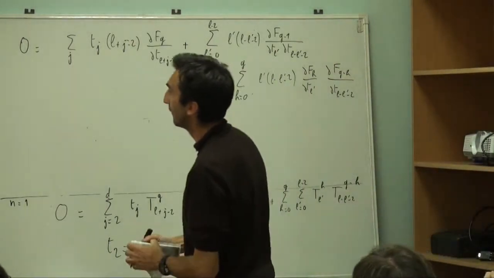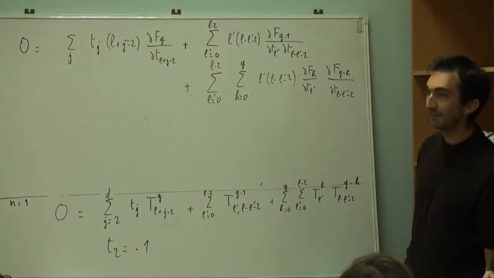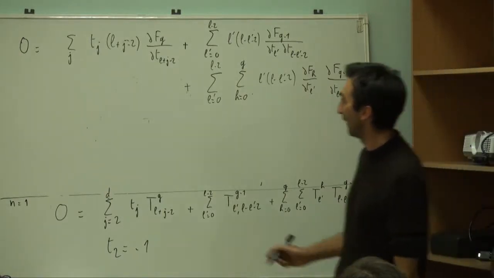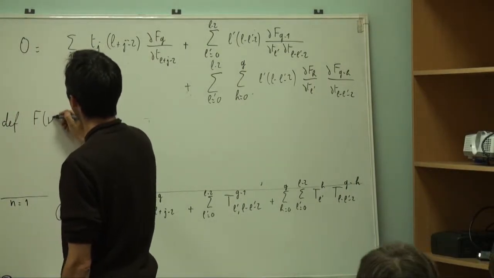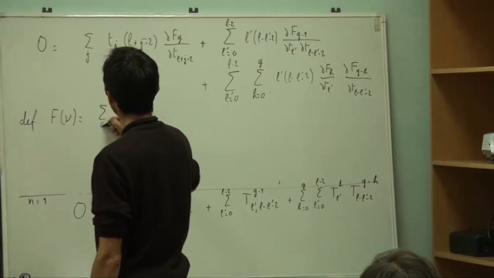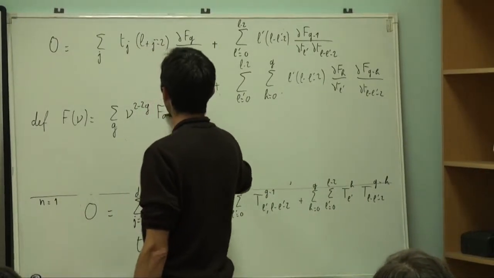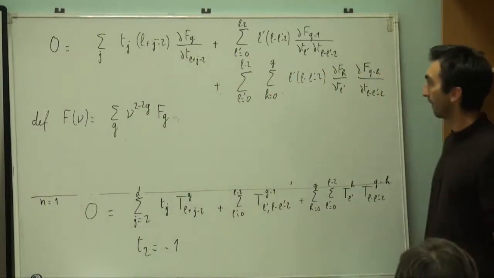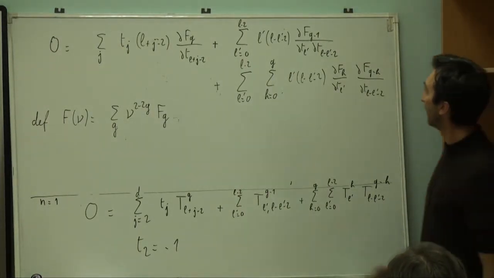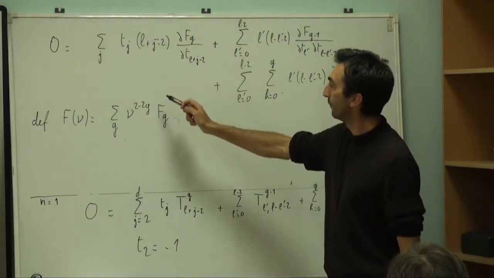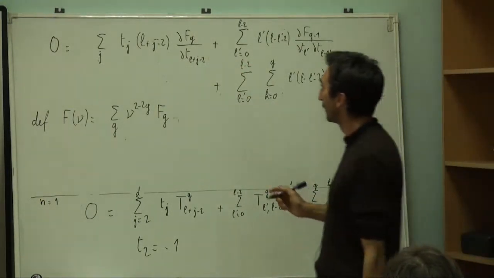Well, let me somehow sum over g this relationship and define. So let me define f of nu equals sum over g, nu to the 2 minus 2g fg. So I'm going to take this equation, multiply by nu to the 2 minus 2g and sum over g. So what do we get?